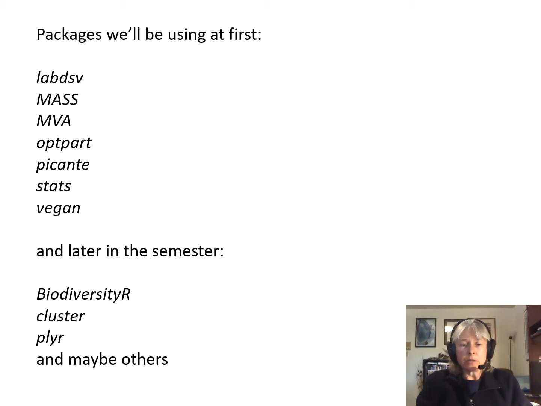So these packages are ones that were developed for various functions. Some of them are very broad, like vegan, for example. That's probably the best known community ecology analysis package that's out there, and it does a lot of things. Whereas other packages like PLYR are very specific in what they do. But having lots of packages allows us to do lots of things.